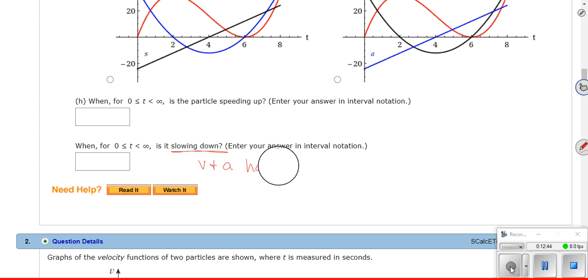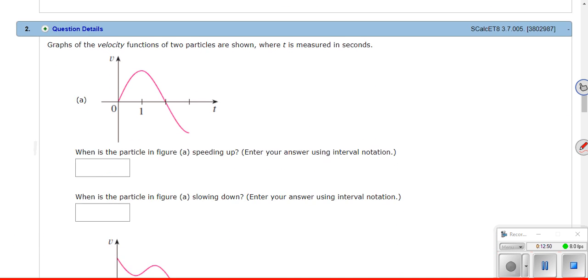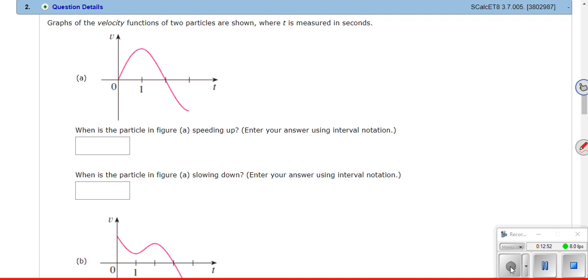Again, I'm not going to solve these for you, just wanting to walk you through them. And this has a watch it too. But now it says, graph the velocity functions, or the graphs of the velocity functions of two particles are shown, where t is measured in seconds. Now it says, part A, when is the particle in figure A speeding up? Now again, we just got done talking about it's going to speed up when velocity and acceleration have the same sign, either both positive or both negative.